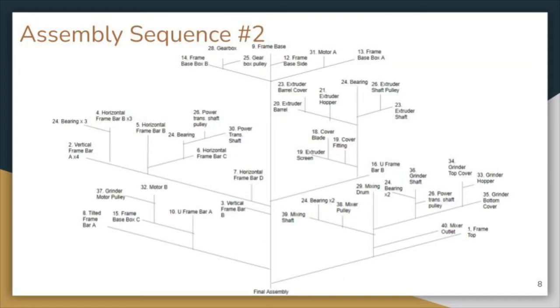Assembly sequence 2 is a more parallel focused sequence. So you start building from the bottom of the frame, and then as you build up the frame, you attach the components onto it. So you put all of the components that are attached to the base on, then you put your vertical supports on and all the components that attach to the vertical supports, then the top and all the components that attach to the top, and then you're finished with the assembly.